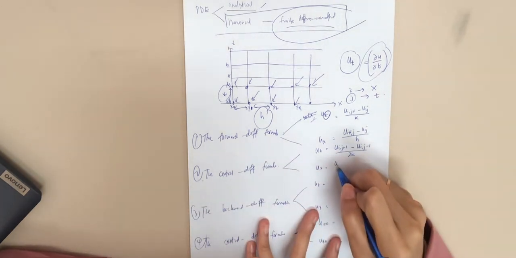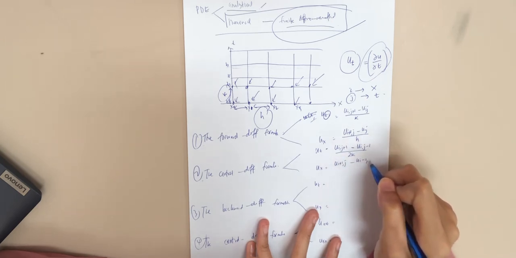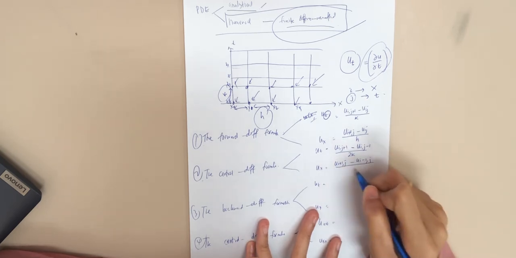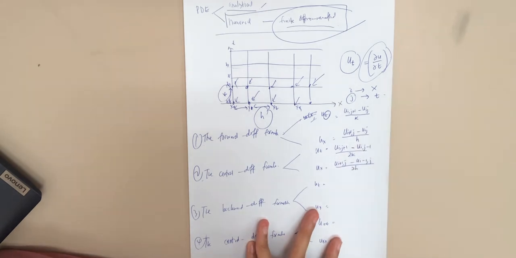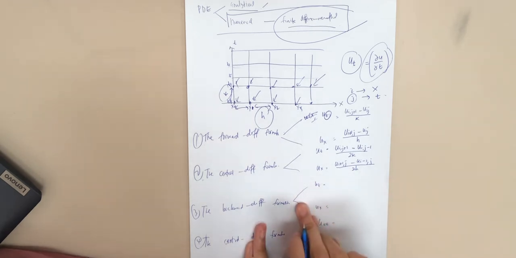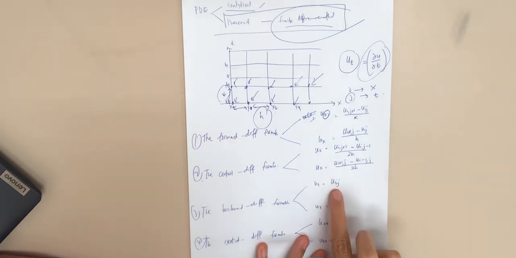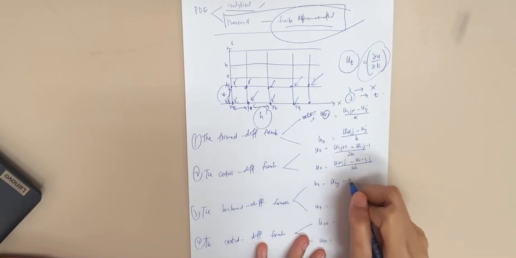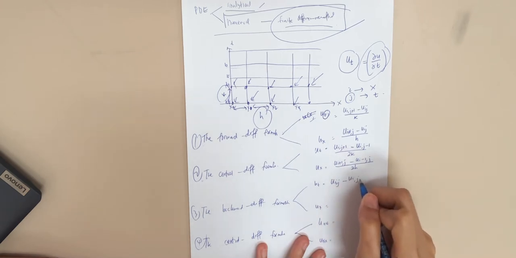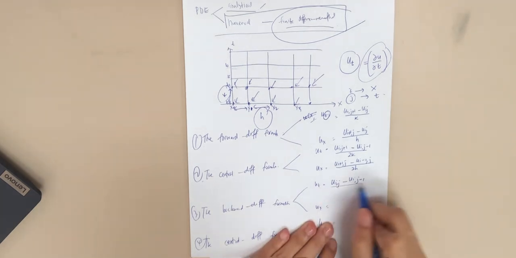So for u x, you just repeat the same thing, but now it will be i that will add and minus 1. u i plus 1 comma j minus u i minus 1 comma j divided by 2h. Okay, now for backward, u i j minus u i j minus 1, and then divide by k.